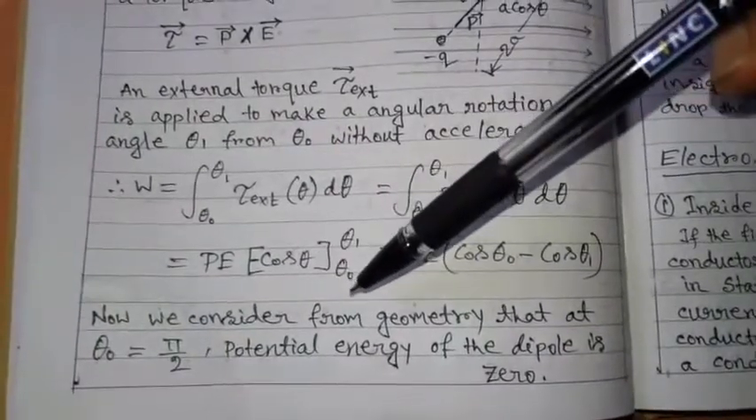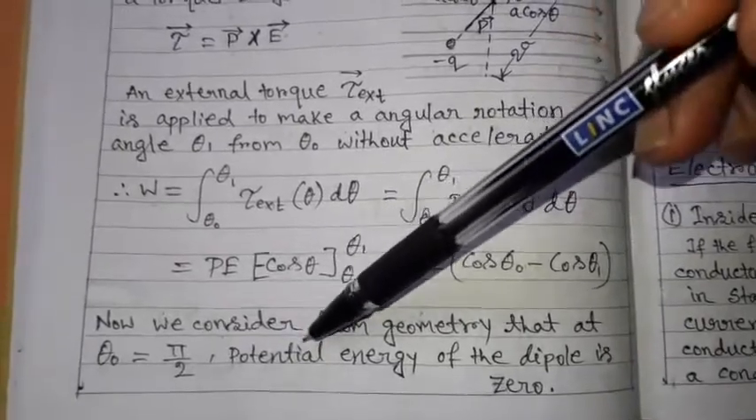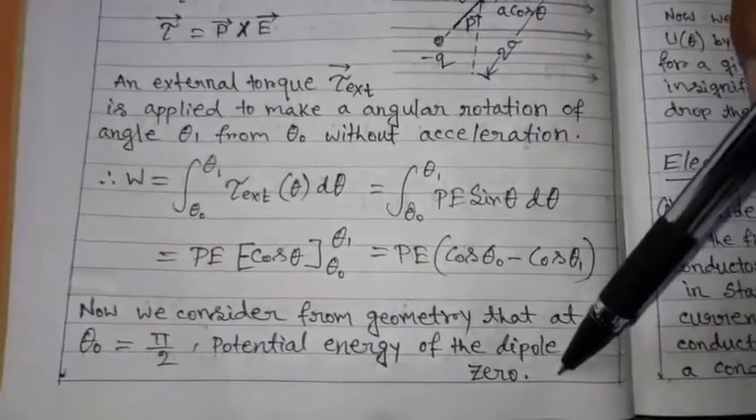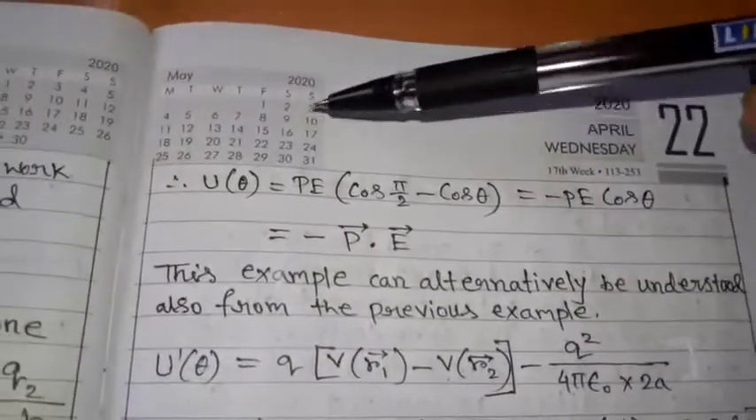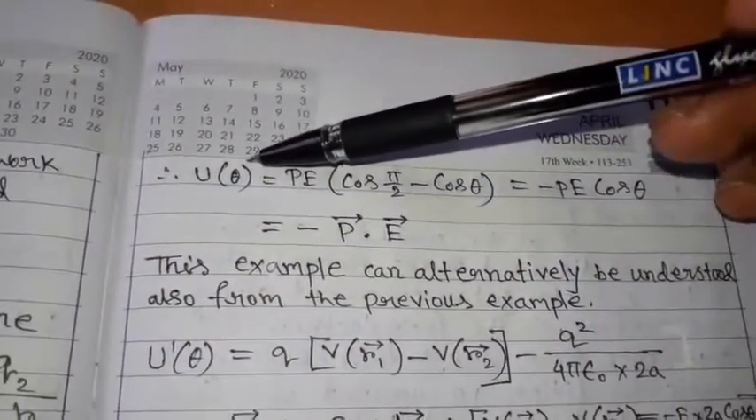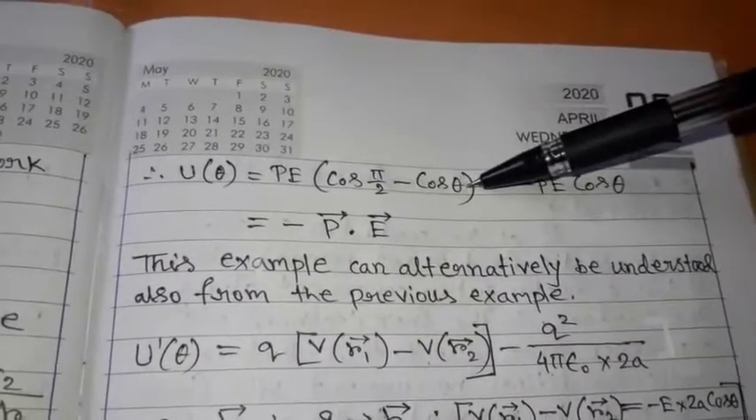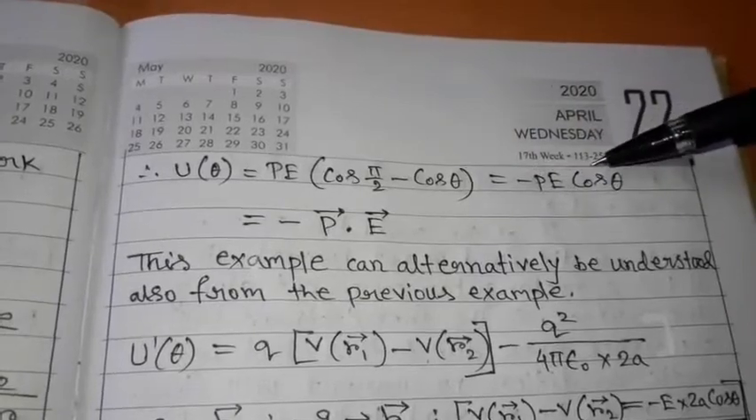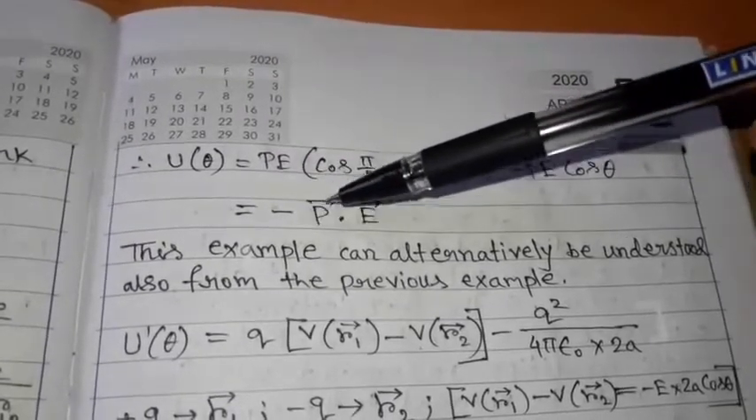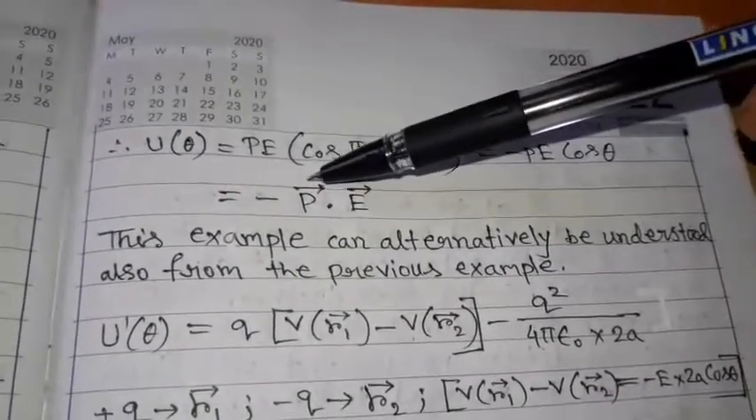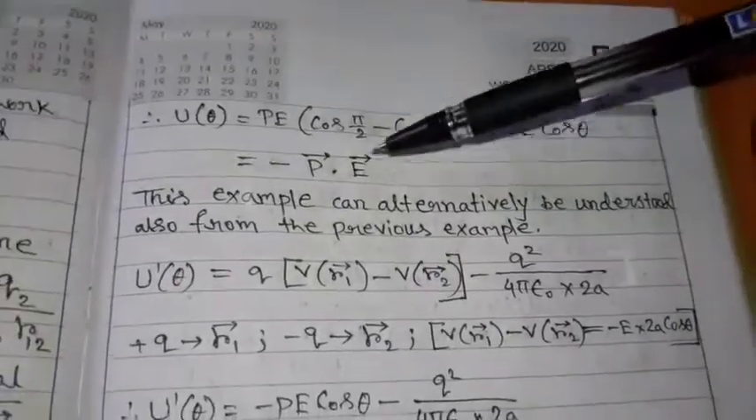Now we consider from geometry that theta 0 equals pi by 2, where the potential energy of the dipole is 0. So the final potential energy of the dipole is U of theta equal to pE into cos pi by 2 minus cos theta, equal to minus pE cos theta. In vector notation we can write potential energy equal to minus p dot E. This is a dot product of the two vectors, so the result will be a scalar quantity.